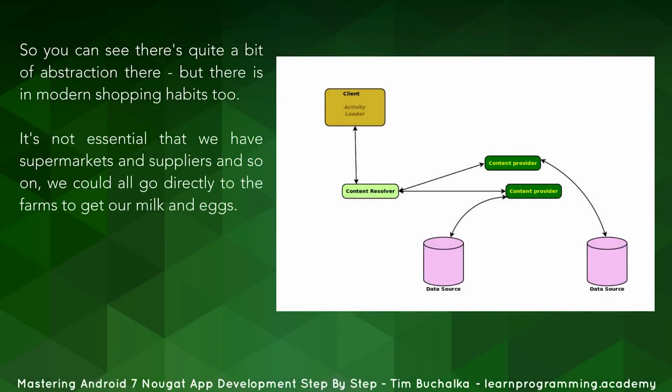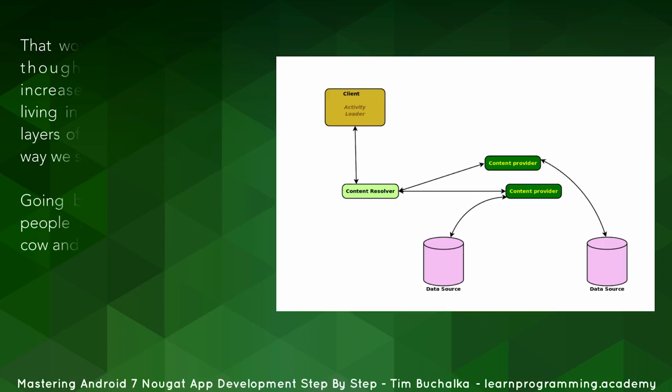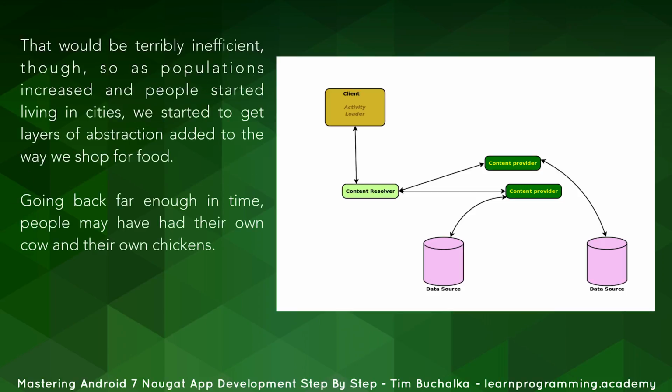So you can see that there's quite a bit of abstraction there, but there is in modern shopping habits too. So it's not essential that we have supermarkets and suppliers and so on. We could all go directly to the farms if we wanted to get our milk and eggs there. But if you think about it, that would be terribly inefficient though. So as populations increased and people started living in cities, we started to get layers of abstraction added to the way we shop for food.